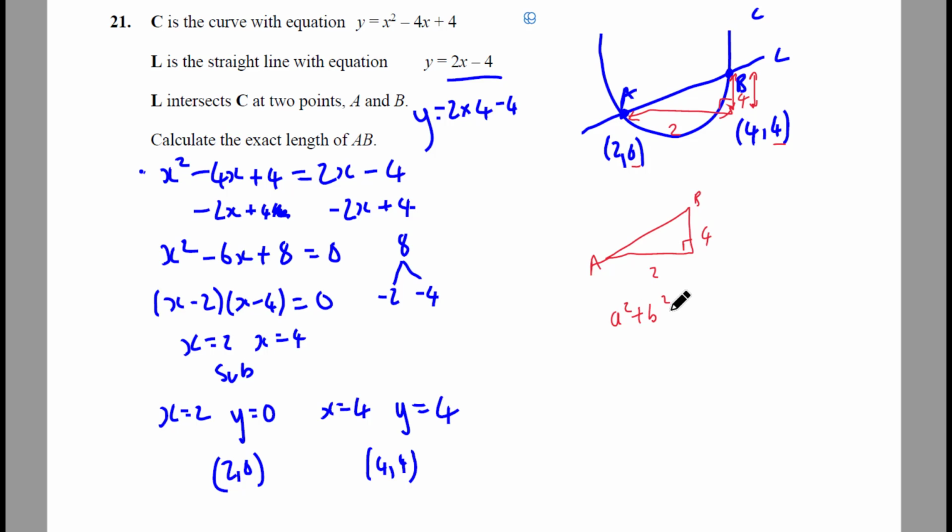a squared plus b squared equals c squared. So we have 2 squared plus 4 squared equals c squared. So that's 4 plus 16 equals c squared. 20 equals c squared. Now we square root both sides to find c. So c equals root 20. And that should be its exact length. Oh, and that's loads of marks. This is how you're going to get your grade 9.